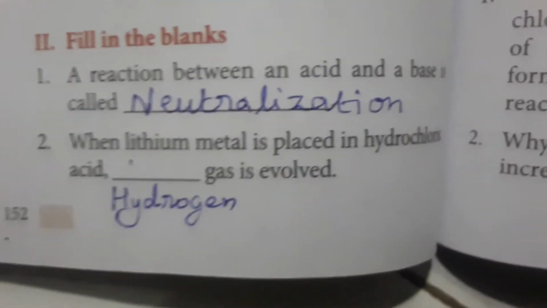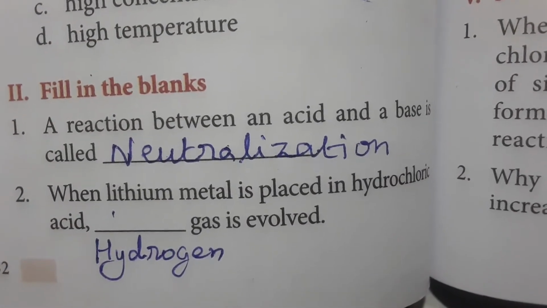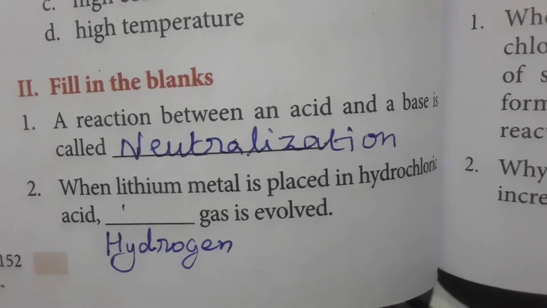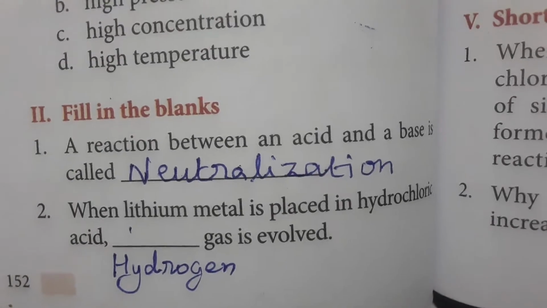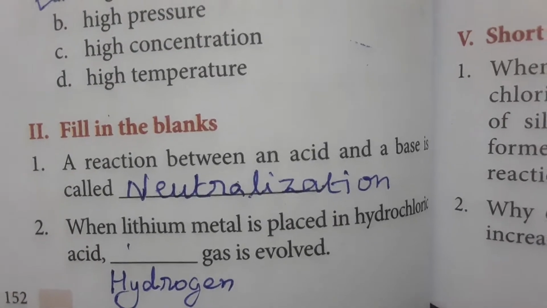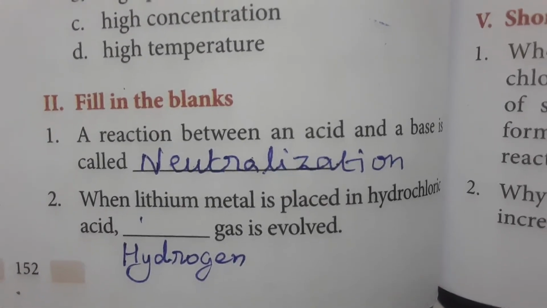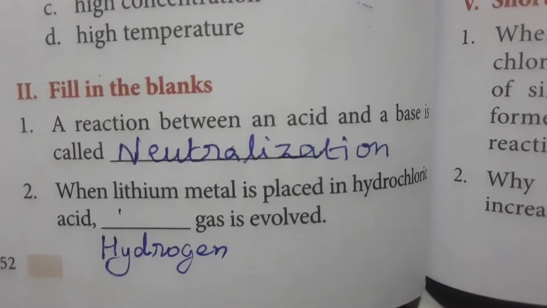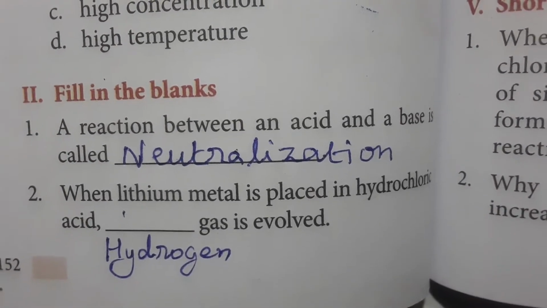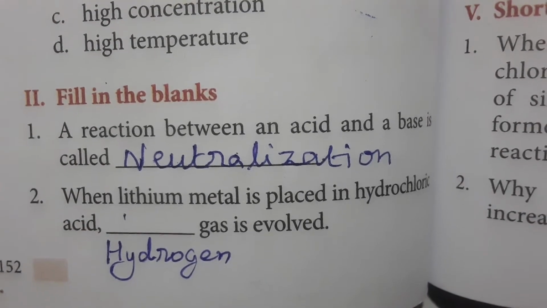So next one is to fill in the blanks. A reaction between an acid and a base is called neutralization, because when the acid and base come into contact and react, they neutralize each other. So the product is a neutralized product. When lithium metal is placed in hydrochloric acid, hydrogen gas is evolved.